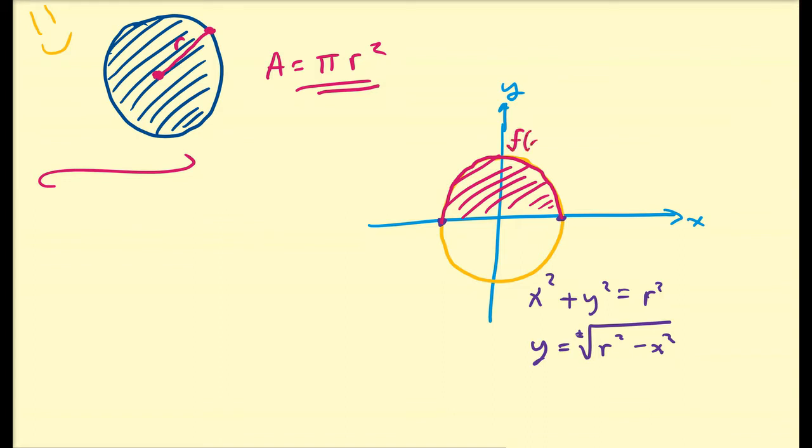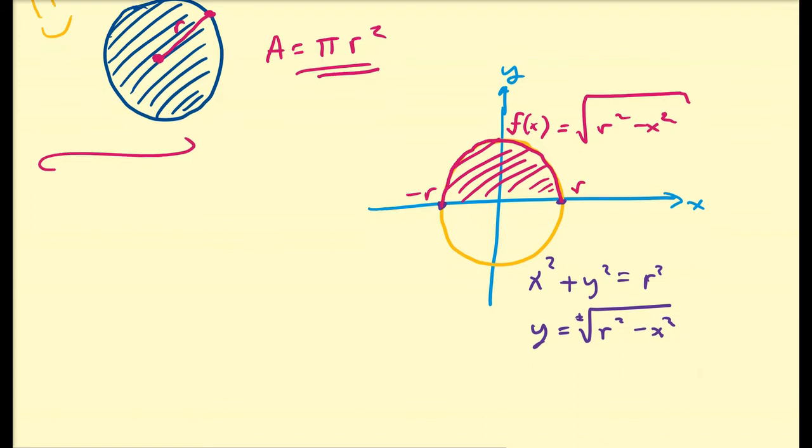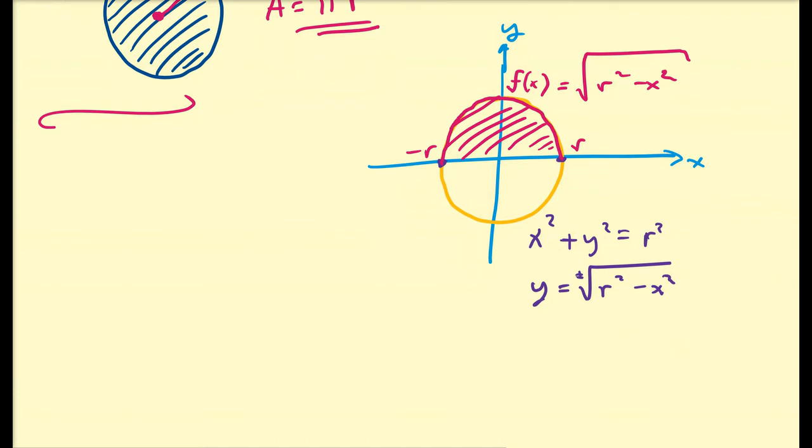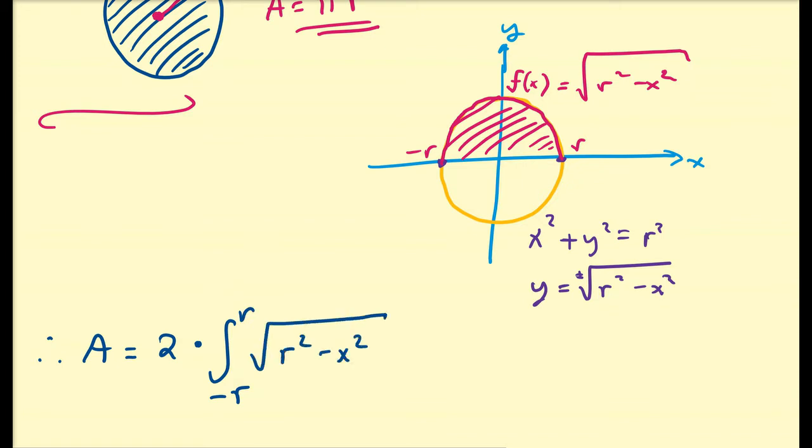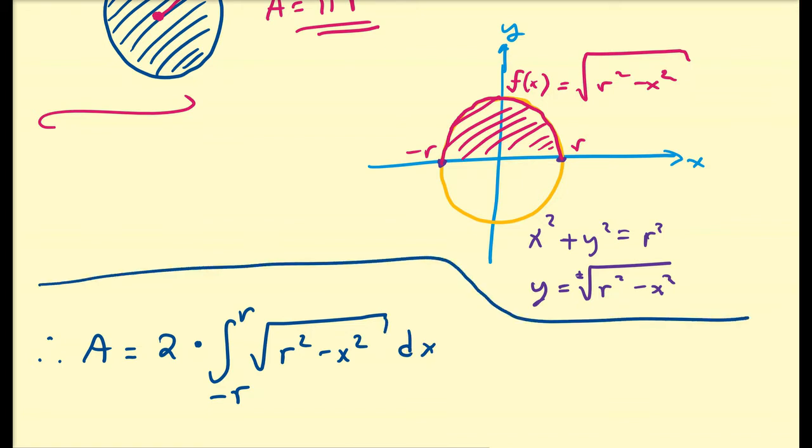So this function f of x is going to be equal to the square root of r squared minus x squared, and integrating from minus r to r should give us half of the area of the circle. So that's pretty much the strategy here. Let's write that down. The area must be equal to 2 times the integral from minus r to r of the square root of r squared minus x squared dx. Alright, so now let's go through the process and hope that this comes out to pi r squared.